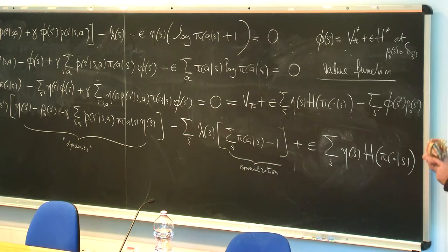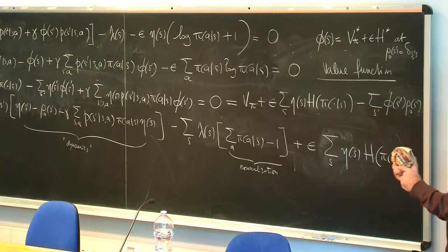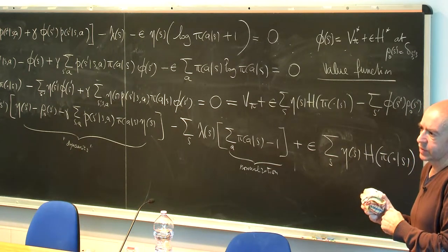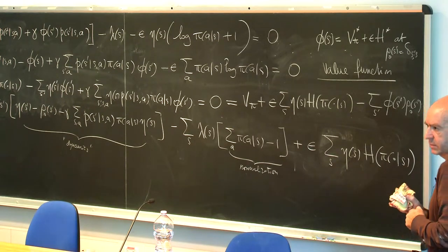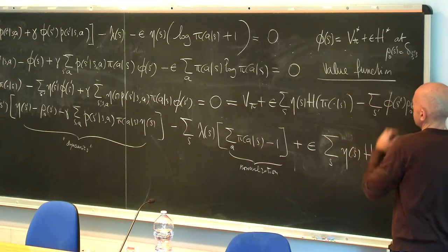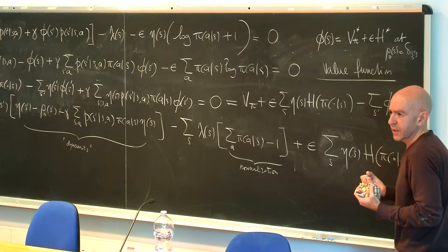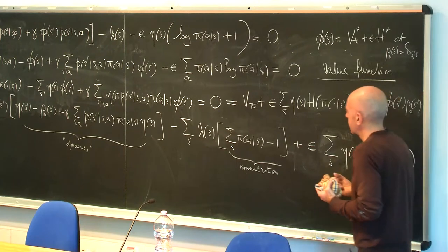Clearly, this is the deformed version. We still will have, in the end, to regularize the problem by sending epsilon to zero. But still, we have a conceptual understanding of what this function is and why it is there.